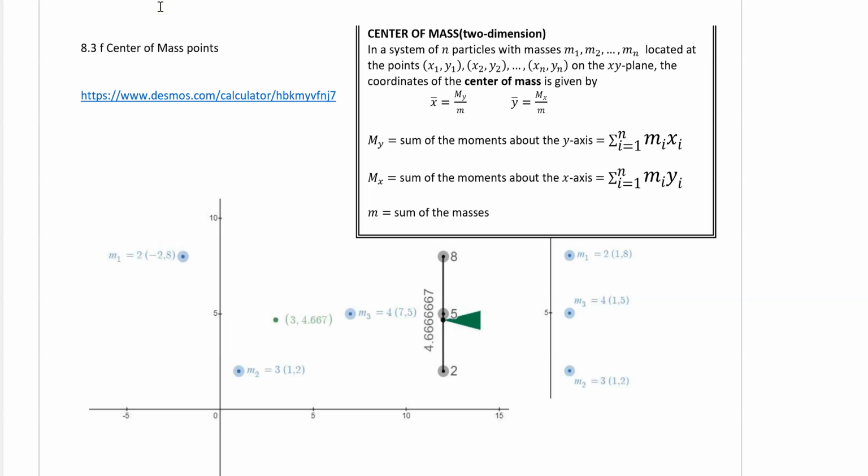All right, so now the next step in our process is to include the y-axis. So we did the x in the previous video. Now we're going to look at the y. So we have these 3 points on here, and this is actually our center of mass for this problem. The first one is a mass of 2, and we're at the point -2.8. The second is a mass of 3, and we're at the point 1.2. And then the third is a mass of 4, and we're at the point 7.5.